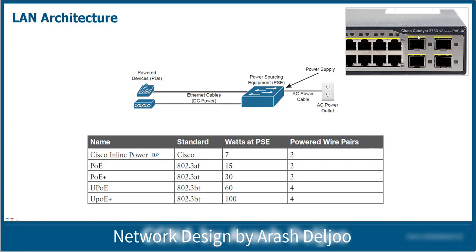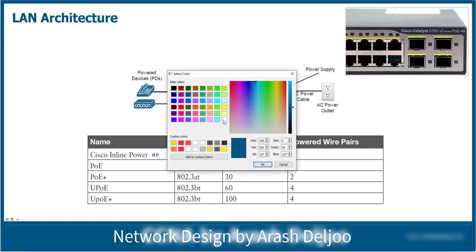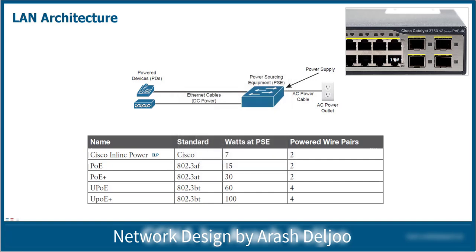Look here, we have one switch. You can see this switch supports Power over Ethernet on all 48 of its ports. But PoE means that this switch can supply only 15 watts on each port, not more. If you connect a device that needs more than 15 watts to this port, the device cannot, for example, be enabled, and you cannot use it. This is PoE.